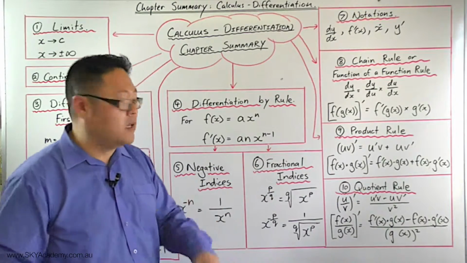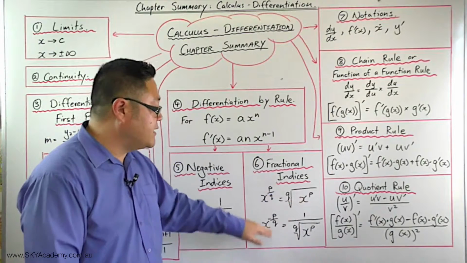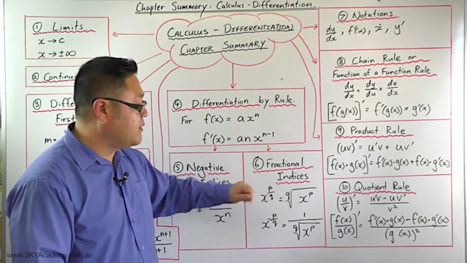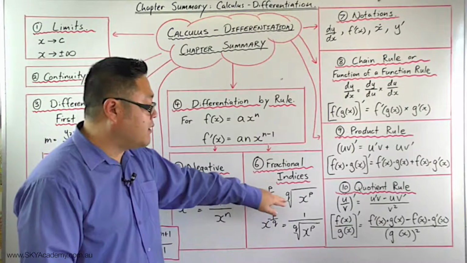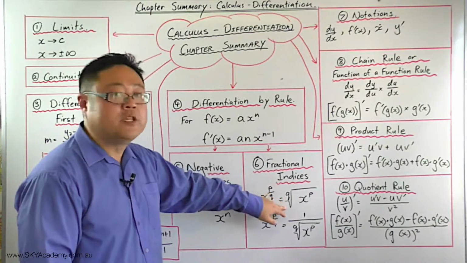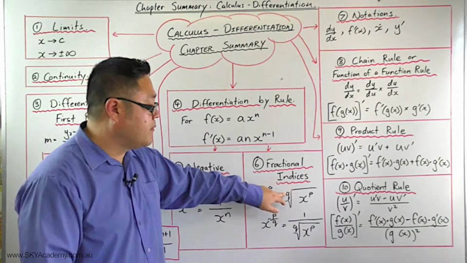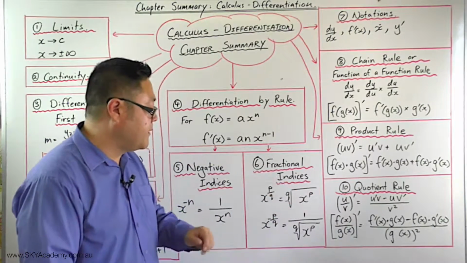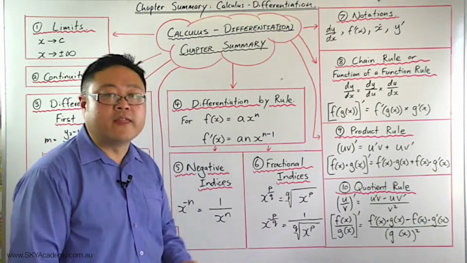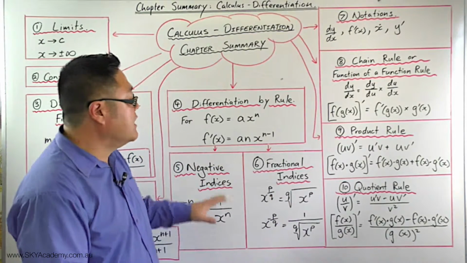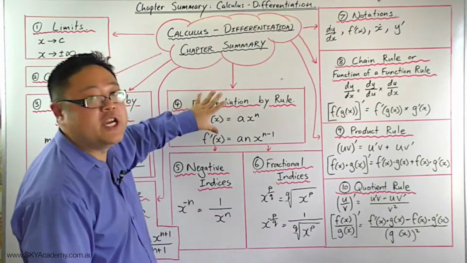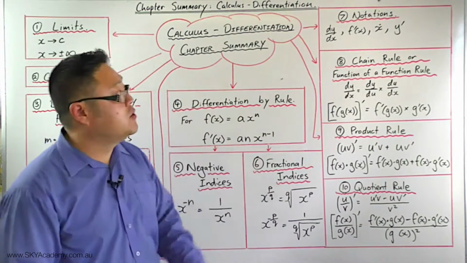And basically when you've got x to the power of a fraction, you've got the root, given by the denominator, of x to the power of the numerator. And if it's negative, it's 1 over that. Cool. So we learnt to apply the differentiation by rule to negative and fractional indices.